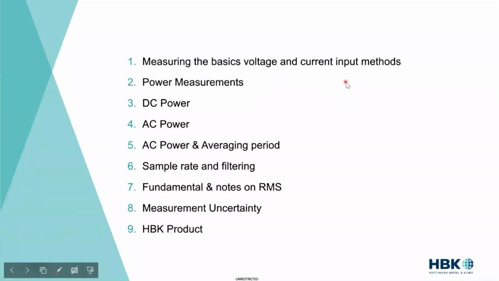Quick agenda. I will go through this fast. We'll go through the basics of measuring voltage and current. You need that to measure power. We'll look at power measurements for both DC and AC. We'll talk about the averaging period, which is actually quite important for understanding and getting an accurate measurement for power. We'll touch on some sampling rate and filtering, which is a little more practical for those doing measurements. We'll talk about fundamental frequency and some notes on RMS, again, for those who really want to go down the rabbit hole. And we'll close out with measurement uncertainty and one slide on HBK's products.